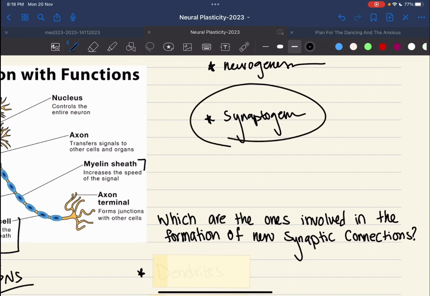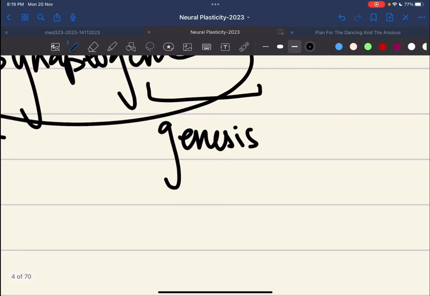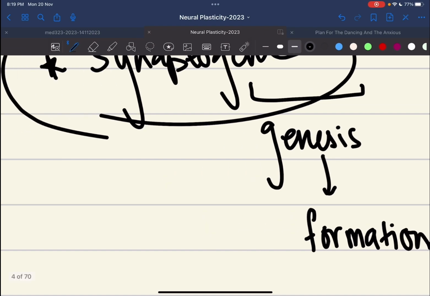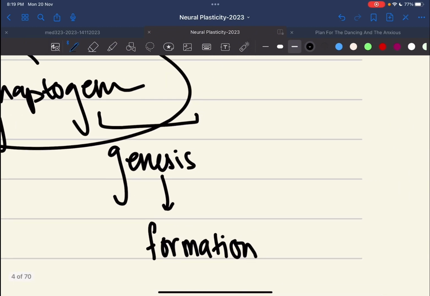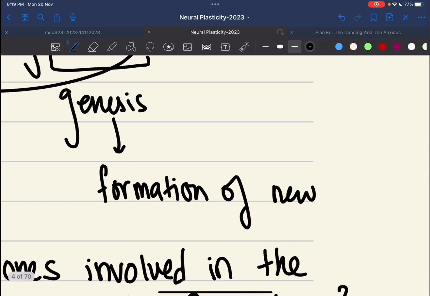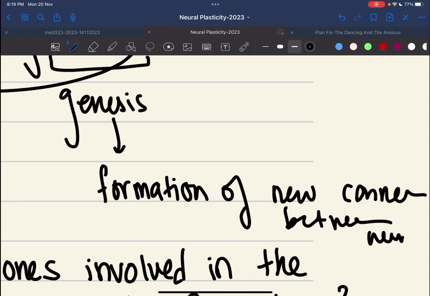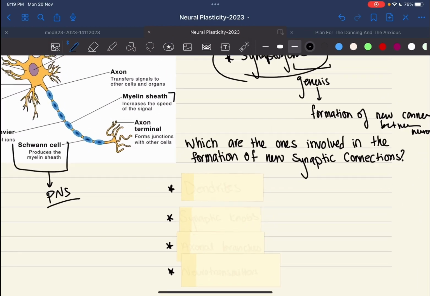So what is synaptogenesis? I'm going to tell you right now, whenever you see the word genesis at the end of a word, it's going to mean the formation of something new. What is the something? You go back to the first part, or the prefix, of the word. In this case, it's going to be the synapsis. So formation of new connections, which is what synaptic connections are, between neurons. Sorry for the many abbreviations.